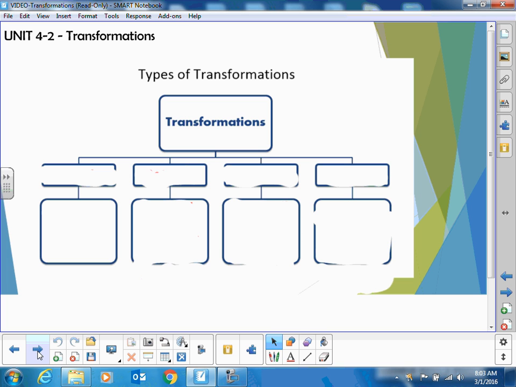There are four types, like I said. The first type that we have is a reflection. If you think about a reflection in a mirror, that is simply going to flip the shape over the axis. If you look in a mirror, you know that your reflection is opposite of what you actually are doing. If you raise your right hand in the mirror, it looks like you're raising your left hand. So this is very similar. It's going to flip it over either the x-axis, which is horizontal, or the y-axis, which is vertical.